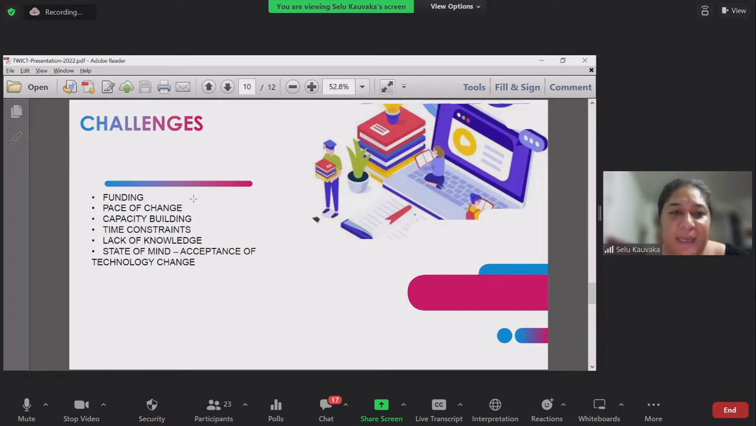A few challenges that we have, of course, are the funding and the pace of change. Technology is changing very, very fast here in Tonga. It's updating very fast, but people's mindset is very hard to change and to get them to understand and to be on the same pace as those that are in this space. Capacity building, time constraints, more knowledge in this field, and yes, the state of mind and acceptance of technology change.